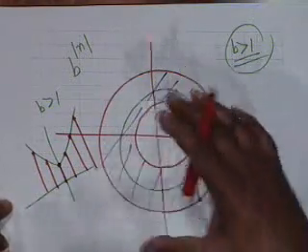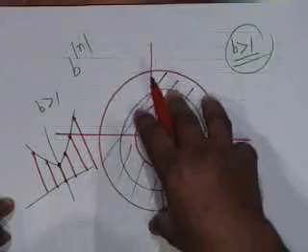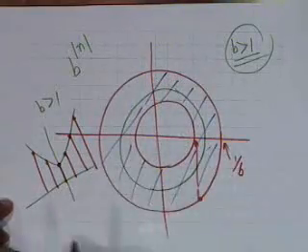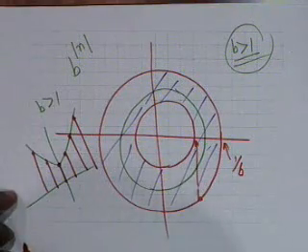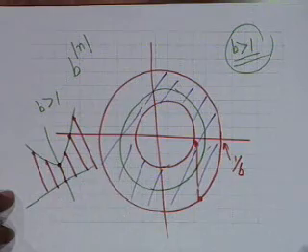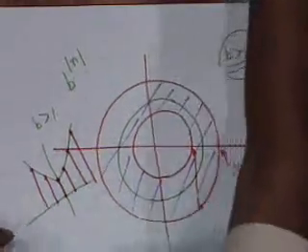It is also clear if you do it blindly, even then you cannot make a mistake, because if b is greater than 1, then there is no annular region, there is no intersection between the two ROCs, which is another way of saying that the Z transform does not exist. All right.